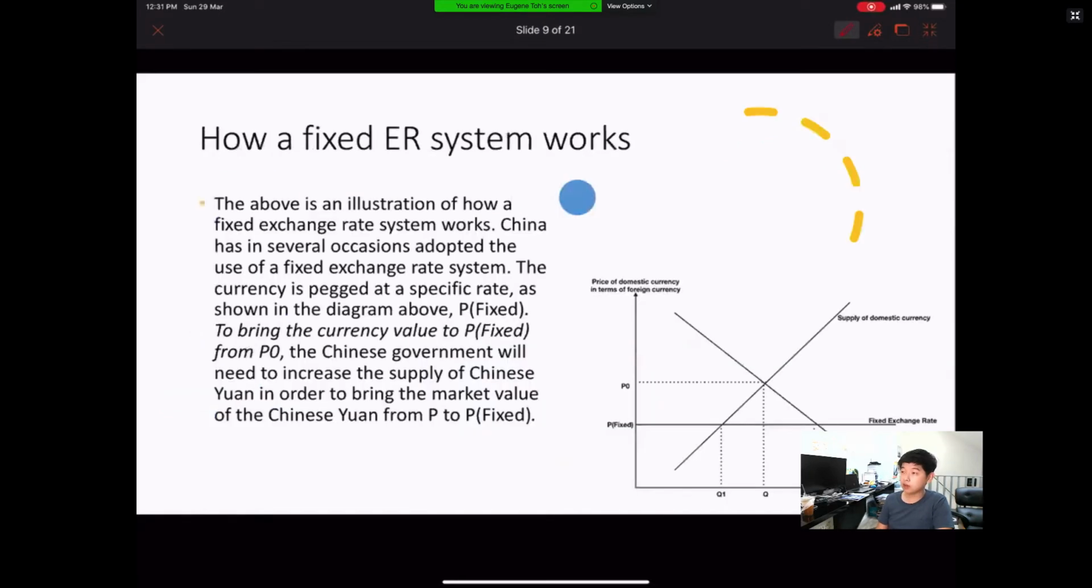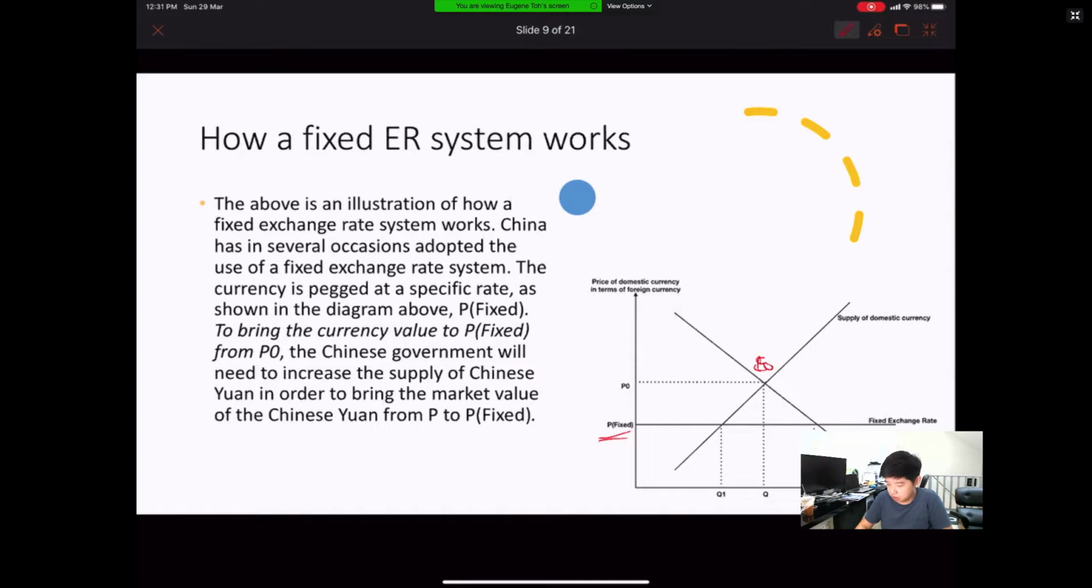So how does a fixed exchange rate system work? Once upon a time, China used a fixed exchange rate system, so I'm going to show you how it works. Let's imagine that the market equilibrium is currently at E0, so the equilibrium price is P0 and quantity Q0. But if the Chinese government feels that this value of the currency is too high, and wants the currency to be at the value P fixed, not anywhere else, it sets the currency value at P fixed.